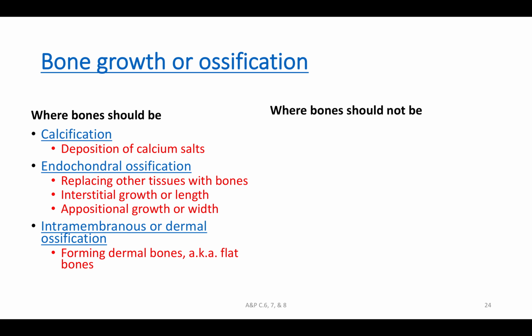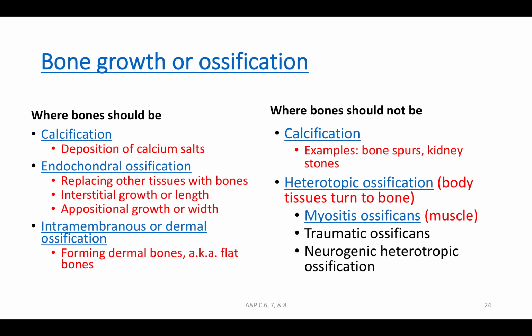When we talked about bone growth, we looked at when our bones are growing normally, they go through a couple different processes. Calcification is when calcium salts are deposited. Endochondral ossification is what happens with our long bones. And endochondral ossification happens when we're replacing other tissues like cartilage with bone.